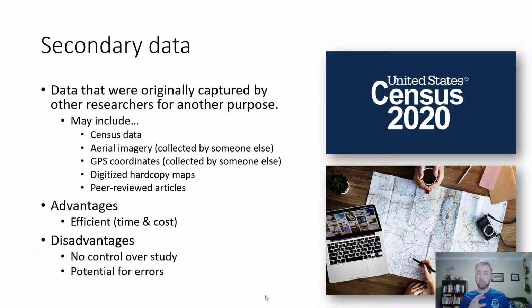Disadvantages, these are obviously kind of flipped from primary. You have no control over the original study. The original study's done. There was an original purpose or goal in mind. You're now using it for your own purposes, and hopefully you'll still end up with a valid research study. But just know that something originally designed for one project can often be used in other projects, but it wasn't designed for anything other than that original project.